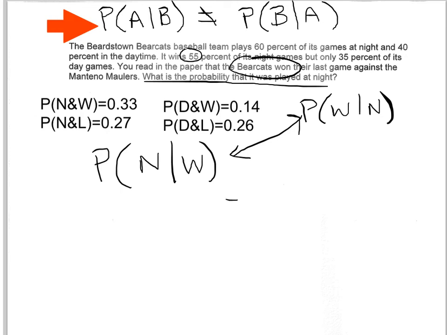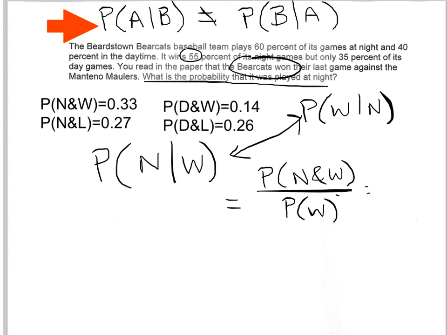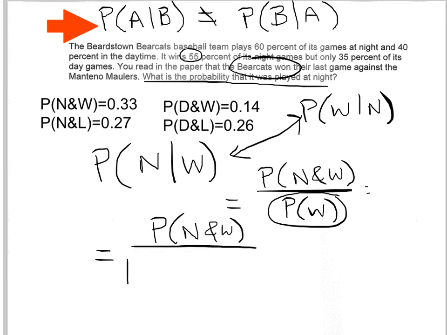So for me to figure this out, I actually have to go back to my formula, which is the probability of N and W over the probability of W. What we realize is the probability of winning is actually the probability of winning and a day game plus the probability of winning and the night game. So if I rewrite this over here, my denominator is going to become the probability of winning and night plus the probability of winning and day.